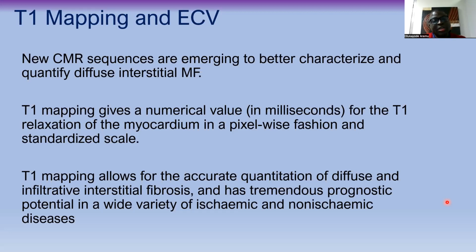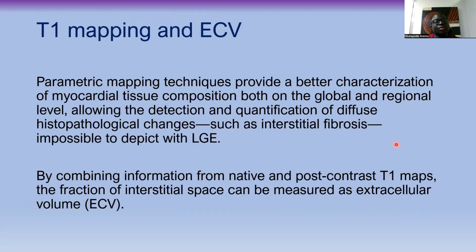So T1 mapping gives a numerical value in milliseconds for the T1 relaxation time of the myocardium in a pixel-wise fashion and standardized scale. So T1 mapping allows for the accurate quantitation of diffuse and infiltrative interstitial fibrosis and has tremendous prognostic potential in a wide variety of ischemic and non-ischemic diseases. Ischemic and non-ischemic diseases are the ones that are due to hypoxia, and the ones that are not due to hypoxia. That's what we're just trying to talk about there.